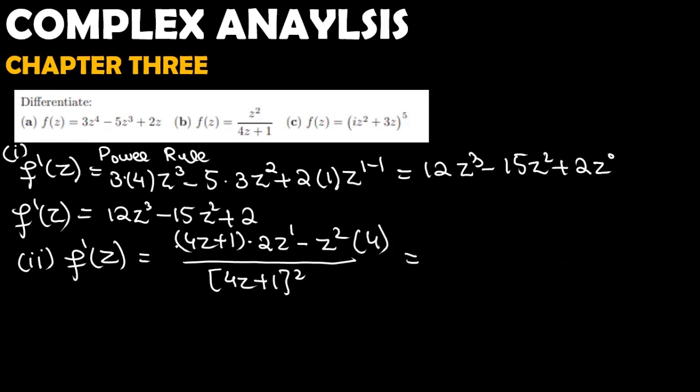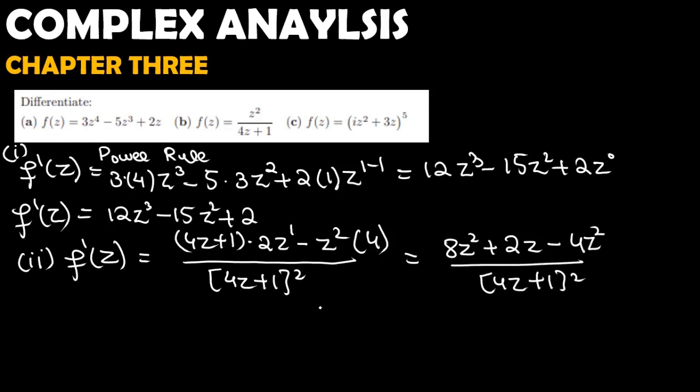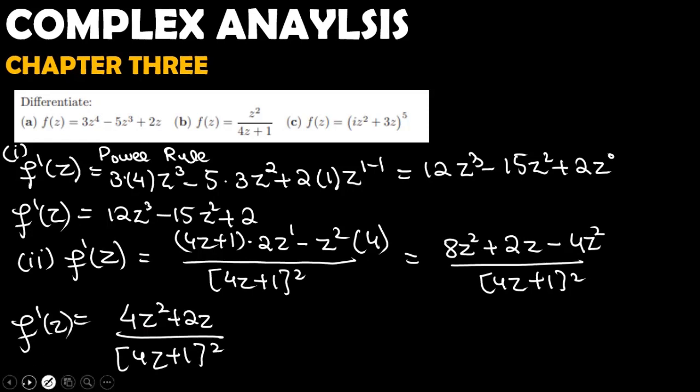So in the end, we will get 8z plus z square plus 2z minus 4z square over (4z plus 1) square. And then 8z square minus 4z square gives 4z square plus 2z over (4z plus 1) square. So this is the answer. This is the derivative of z.